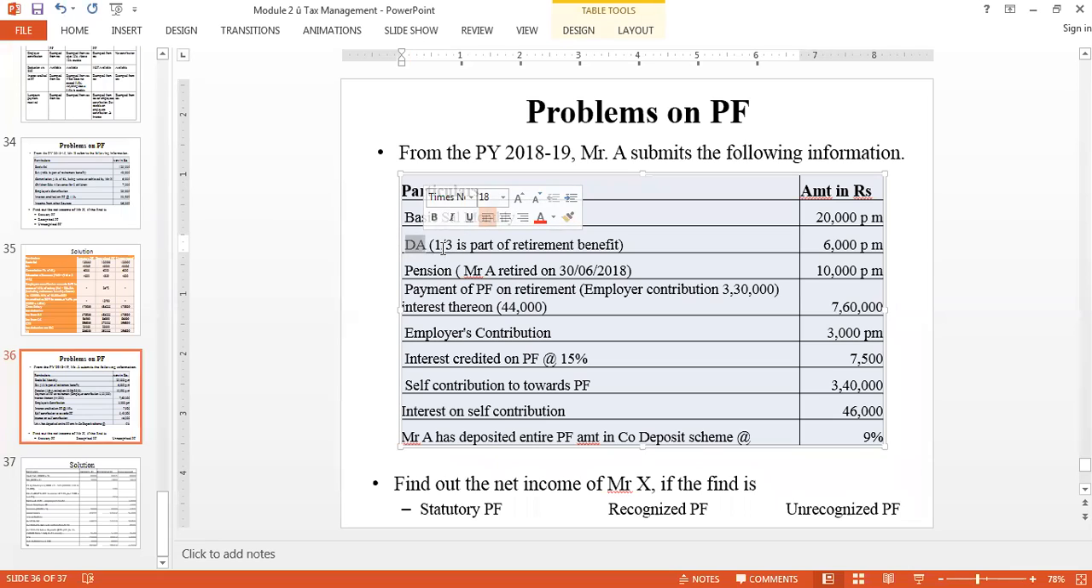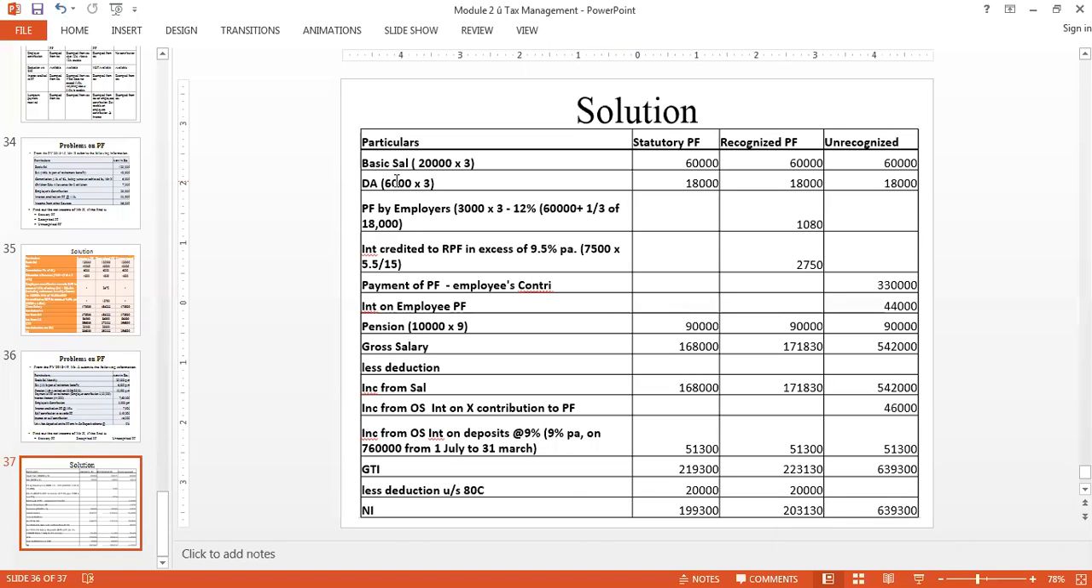It is very clearly told that 1/3 is a part of retirement benefit. But when has he retired? He has retired on this date, so before this date, he did not retire. So we have to consider 6,000 into 3, because after his retirement we'll consider his retirement benefit, but before his retirement, full DA has to be considered. That is what I've done. So 6,000 rupees into 3, my value comes to around 18,000 across 3 segments. Are you able to understand what I'm trying to tell you?